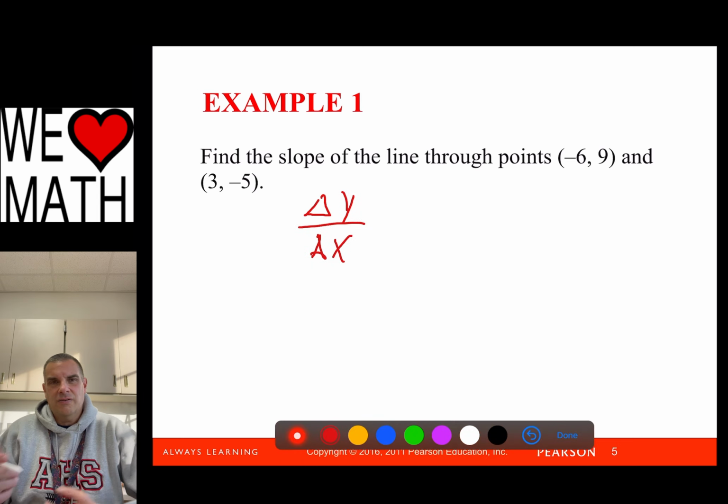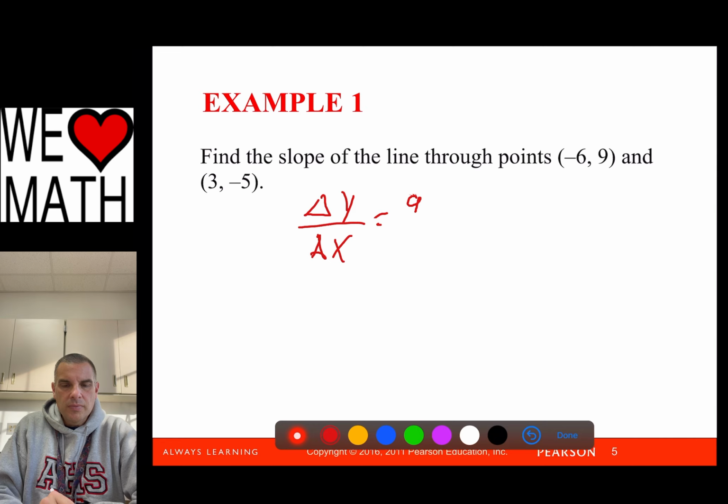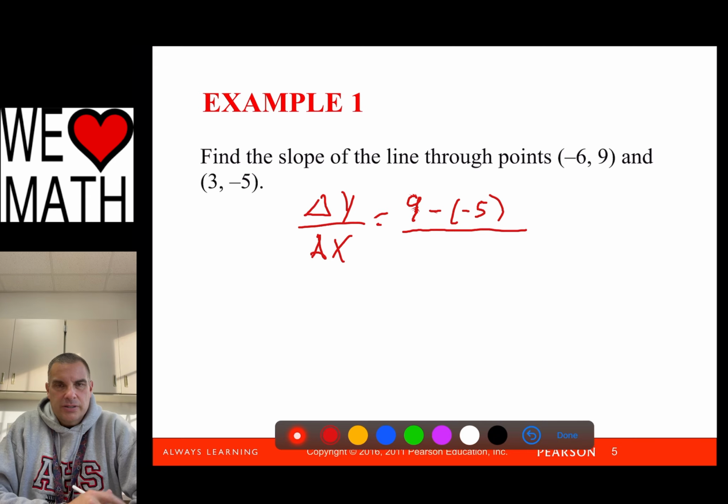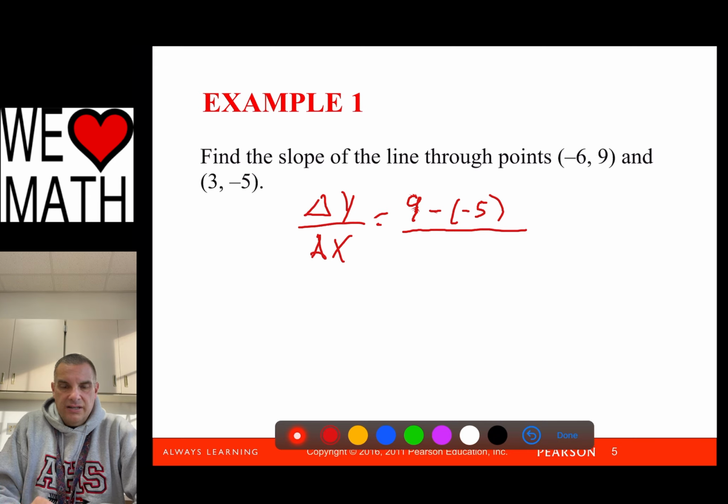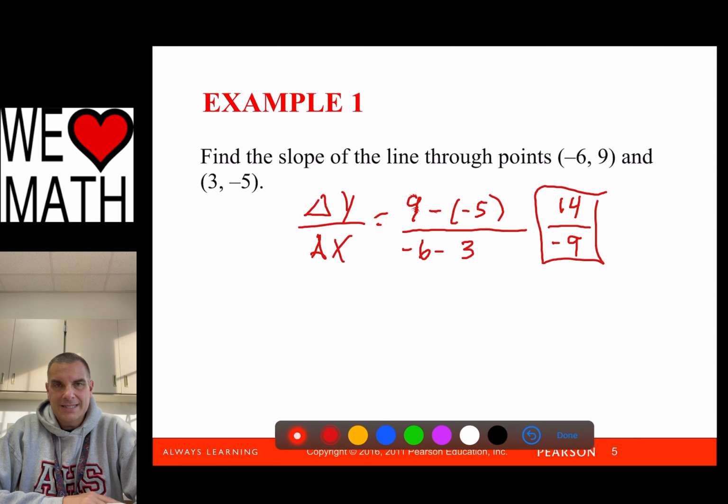Mathematically speaking, I'm looking at my y's. So we've got 9 minus negative 5. That's my difference in y's. I do whatever's first. And then since I used the negative 9, I got to use the negative 6. Minus 3. Negative 9 minus 5 is negative 14. Negative 6 minus 3 is negative 9. There's my slope, 14 ninths.